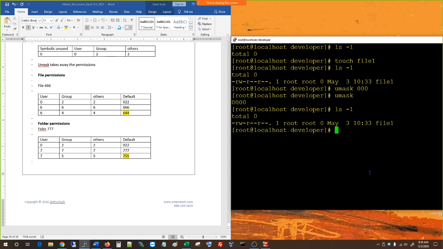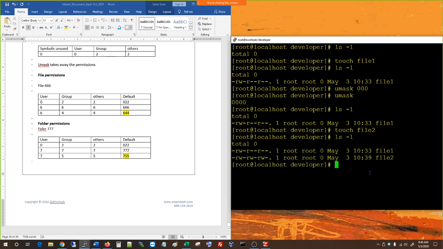ls -l. Okay, so I'm going to create touch file 2, ls -l, and you still have the read-write permissions here, but the execute permission is not there. Why is execute permission not there?